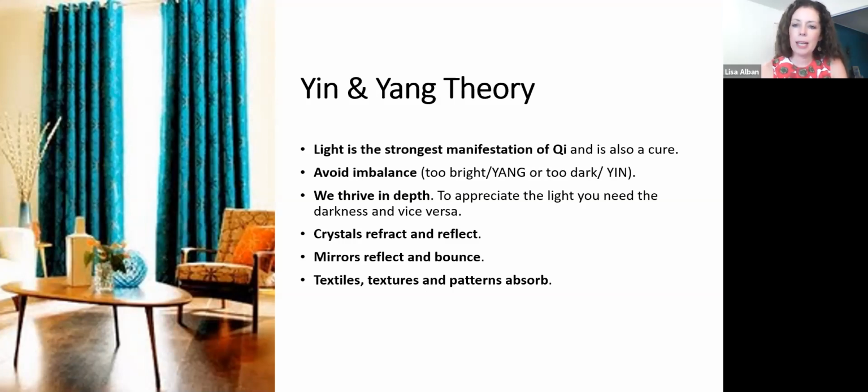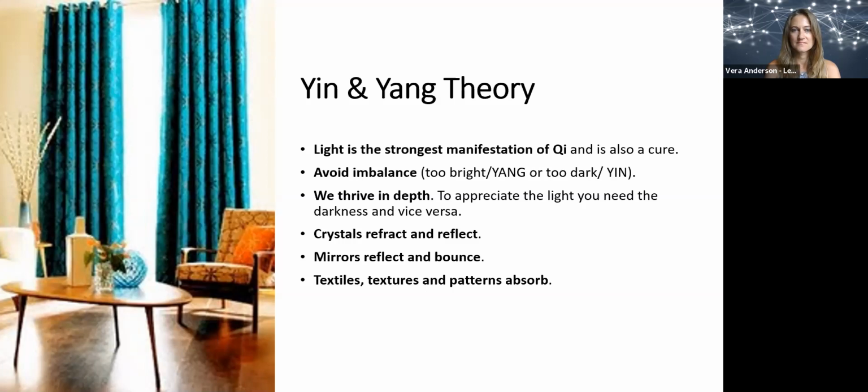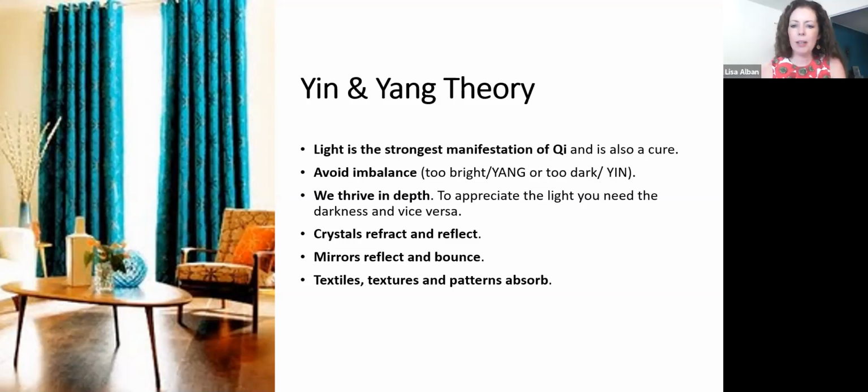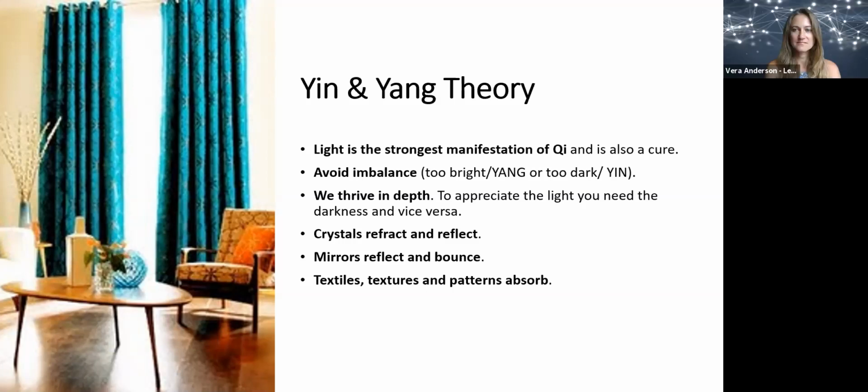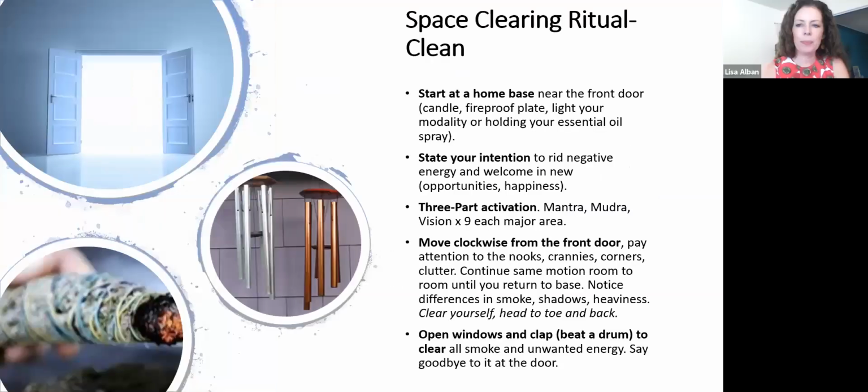We also use crystals in Feng Shui, faceted crystals, and I mentioned them a bit yesterday as a cure and very powerful to use in the entryway because they refract and reflect. They manipulate that light or qi energy throughout our space. Mirrors also, being an element of water, are very powerful in reflecting and bouncing that light around the room. You often see those strategically placed in small passageways to help fill the area. We can also play with textures and textiles and patterns, and fabric helps to absorb light as well, right? So we can get a little creative there.